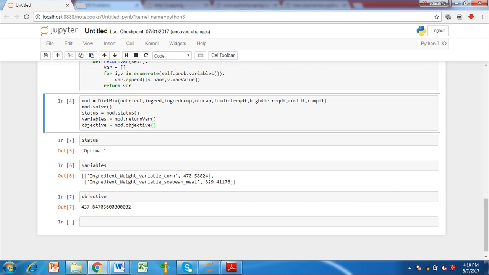The solution suggests preparing daily feed by mixing 470.59 kilograms and 329.41 kilograms of corn and soybean meal. This would cost $437.65 daily. The code for the problem in this tutorial and previous tutorial are shared publicly on GitHub.